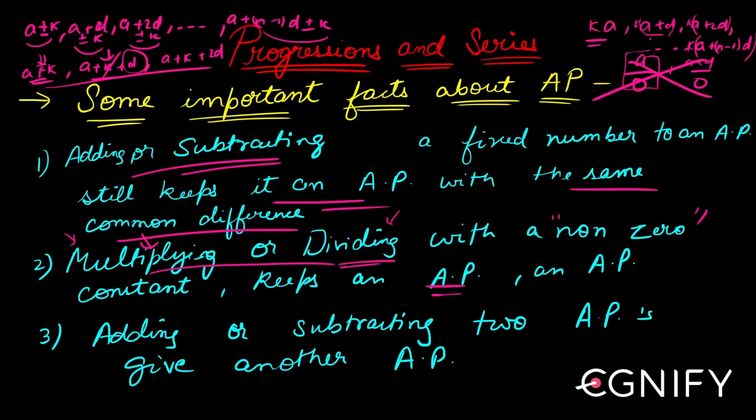Then the AP still remains an AP, right? So it was an AP before, A plus D, A plus 2D. Even after multiplying with K, it will still remain an AP. That was the second important fact. The third fact is that adding or subtracting two APs gives another AP.